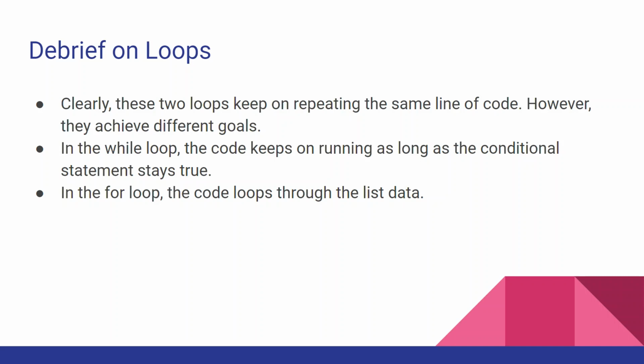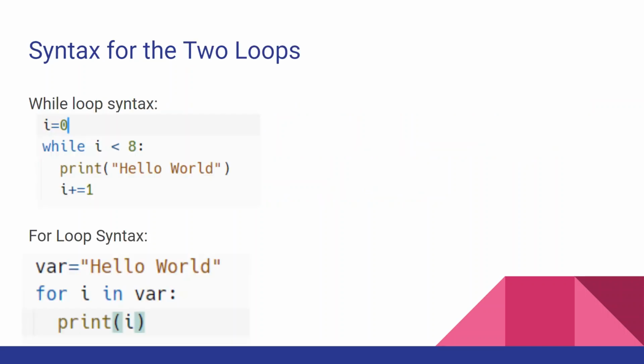These two loops basically keep on repeating the same lines of code. However, they achieve two very different goals. In the while loop, the code keeps on running as long as the conditional statement stays true. However, for the for loop, the code loops through the list of data, meaning that by the end of the list, the for loop will also stop working. So let's understand what is being printed in this while loop and what's being printed inside of this for loop. Pause the video and try to figure that out.